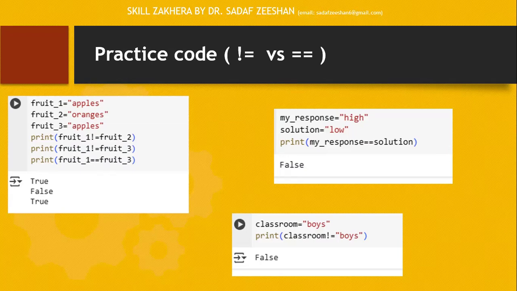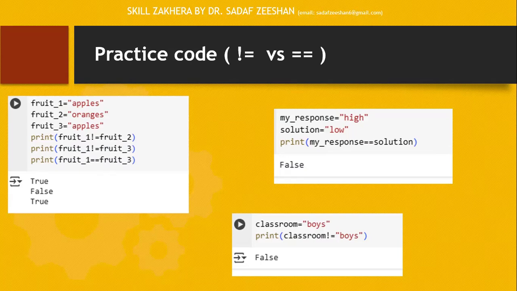In the second case, I want to check fruit 1 is not equal to fruit 3. That is, apples is not equal to apples. Again, this is false because apples is equal to apples. Again, if I say fruit 1 is equal to fruit 3, so apples is equal to apples, this is going to show us a true display on the console.